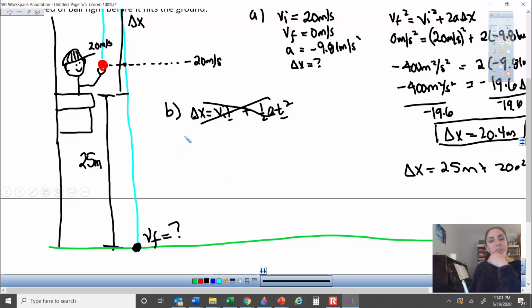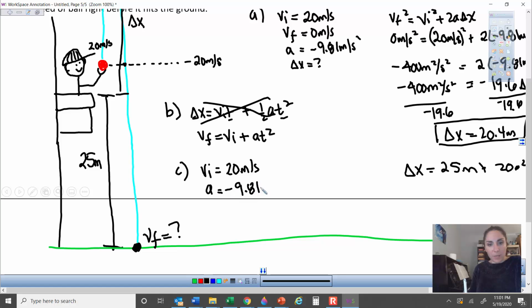So what I'm going to do for part B is use this one because I like it, skip to part C, find the final velocity, and then go to part B. So now I'm going to do that switcheroo. For part C, my initial velocity is 20 meters per second. My acceleration is negative 9.81. Here's the fun feature of this: delta x is going to be negative 25.